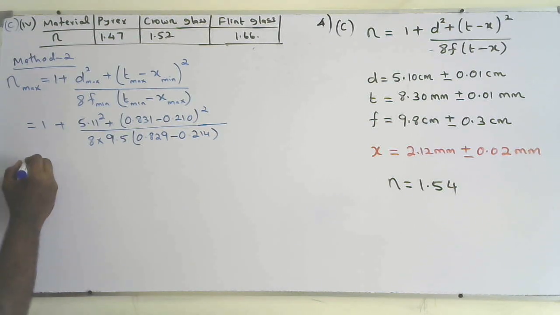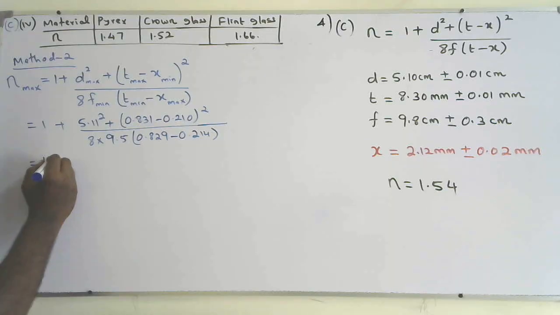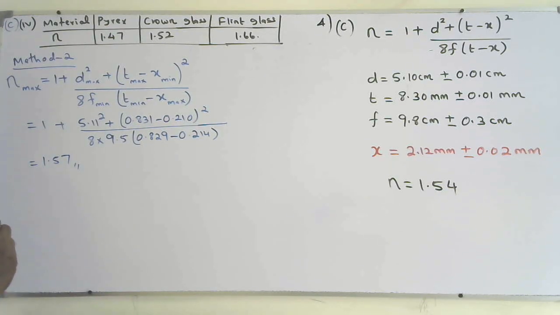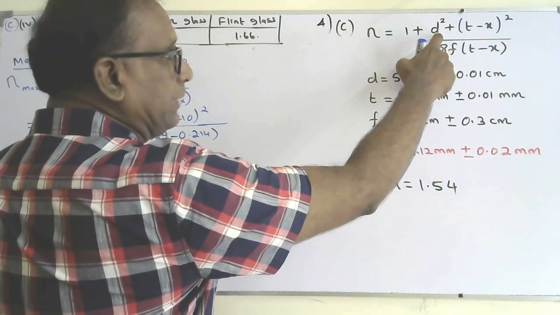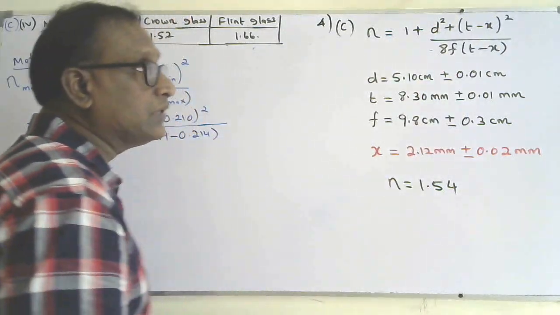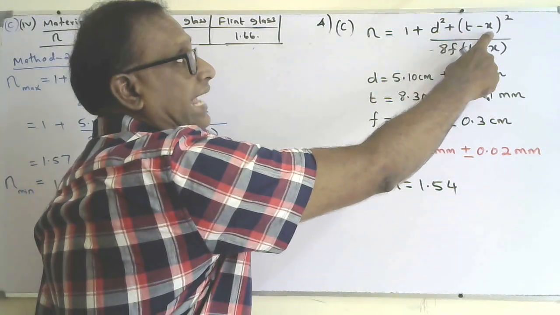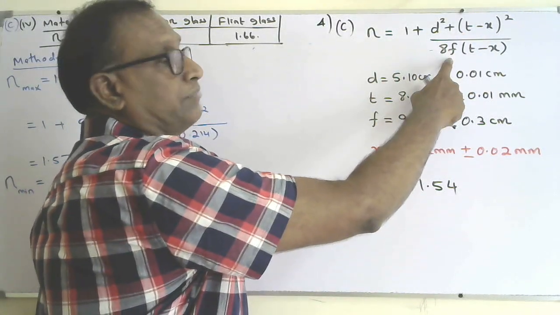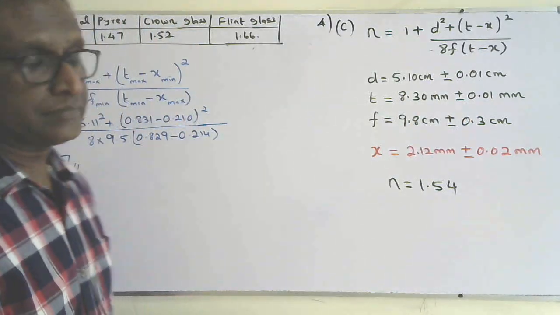Okay, so solve it. You will get the N max 1.57. Same way, N minimum, that is equal to 1 plus N minimum means D minimum. To get the minimum value, numerator should be the minimum. So T minimum, X maximum, F maximum, T minimum, X maximum, right?